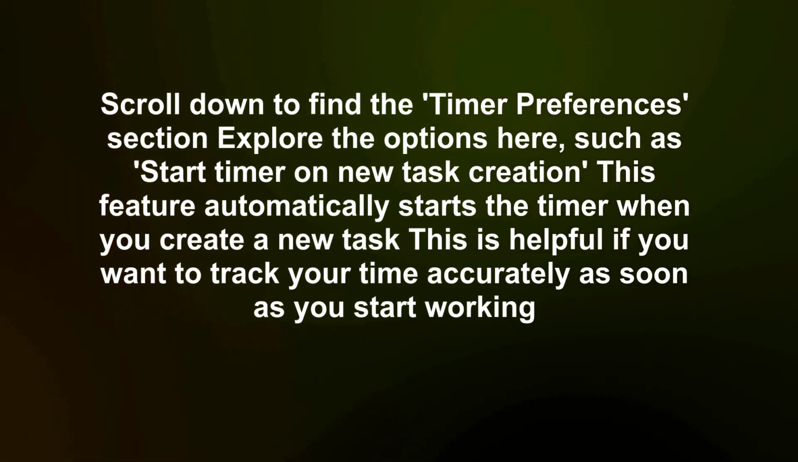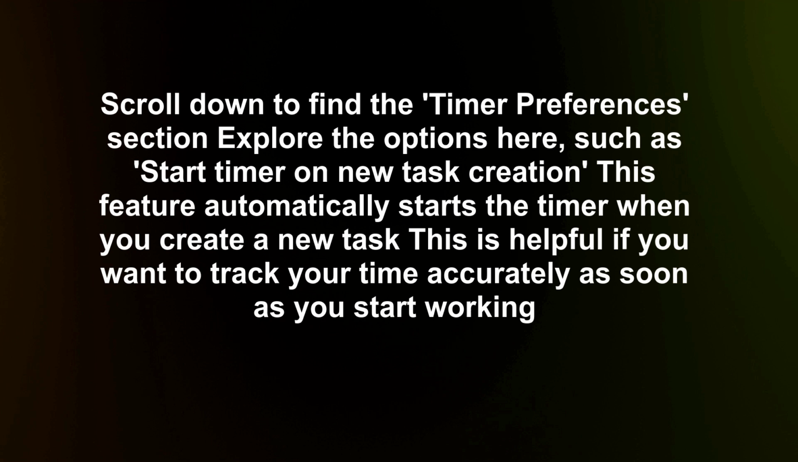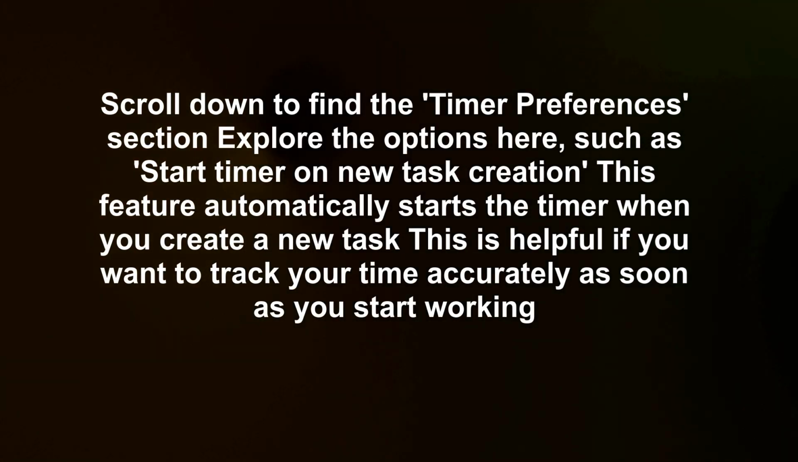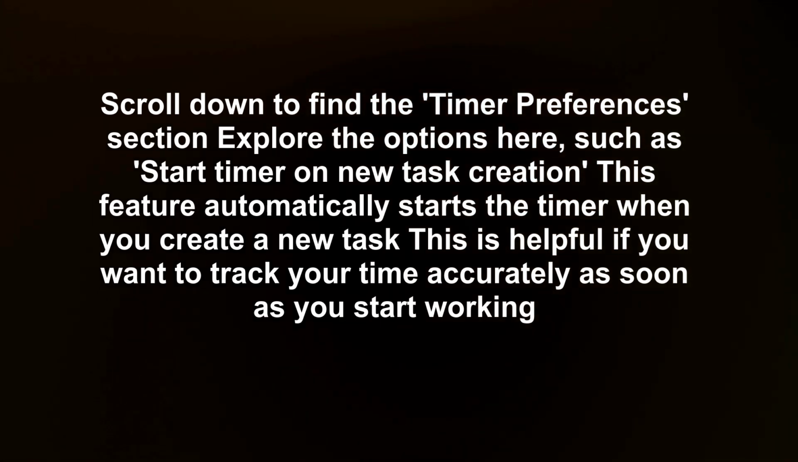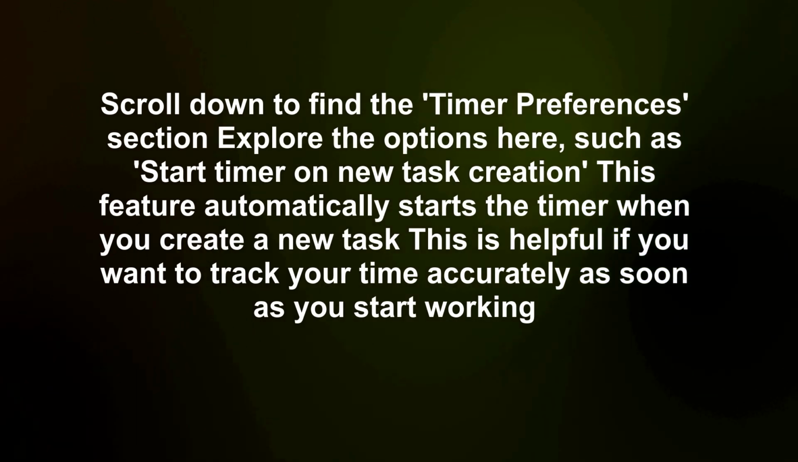Scroll down to find the Timer Preferences section. Explore the options here, such as Start Timer on New Task Creation. This feature automatically starts the timer when you create a new task. This is helpful if you want to track your time accurately as soon as you start working.